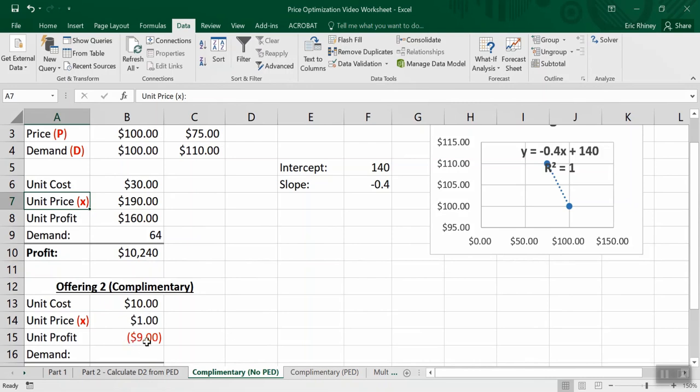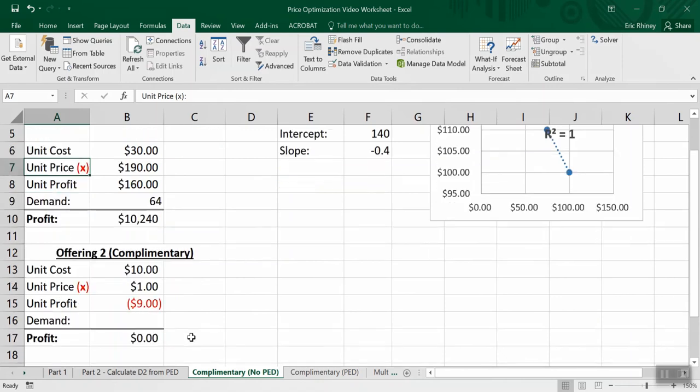So I have our unit profit calculation in here as well. It's just going to be the price minus whatever the cost is. So at this point we're losing $9 because we have a price of $1 in there. Now we have to figure out the demand for this complementary product. In some situations, what we might do is simply say that the complementary offering is going to be a percentage of whatever it is that we're creating in terms of a demand for our first one.